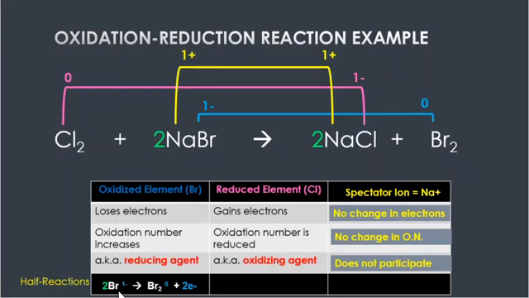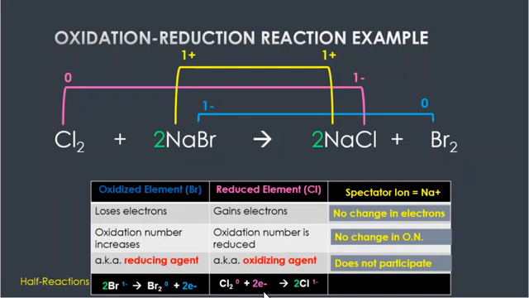Notice the bromide ion, it's going to lose an electron, but there are 2 bromide ions in the balanced equation. That's why there's a coefficient of 2 in the half reaction. So 2 bromide ions, each losing 1 electron, means that 2 electrons are lost. And then we also end up with bromine as a diatomic molecule on the product side.